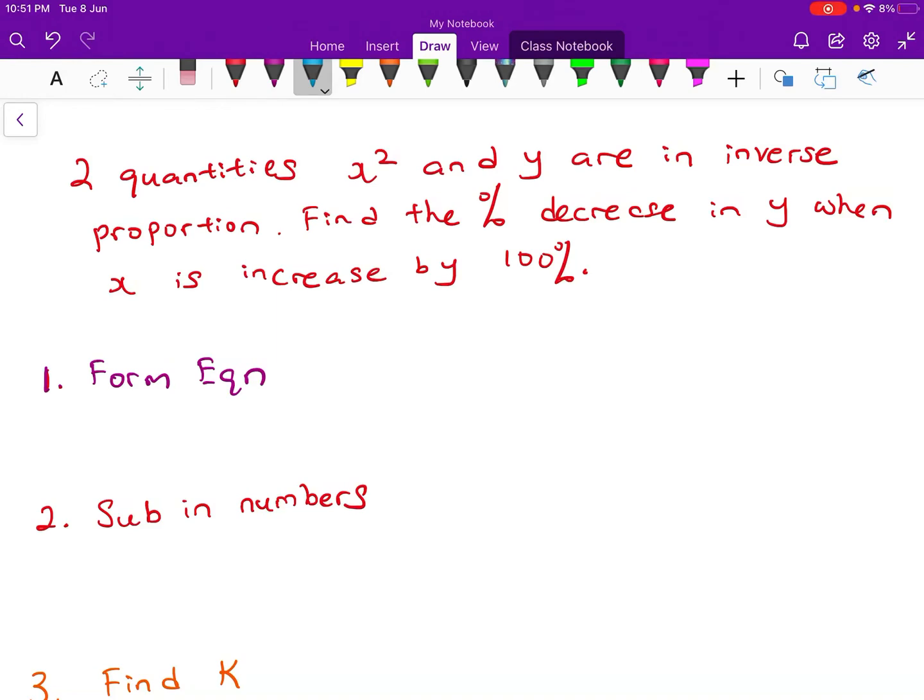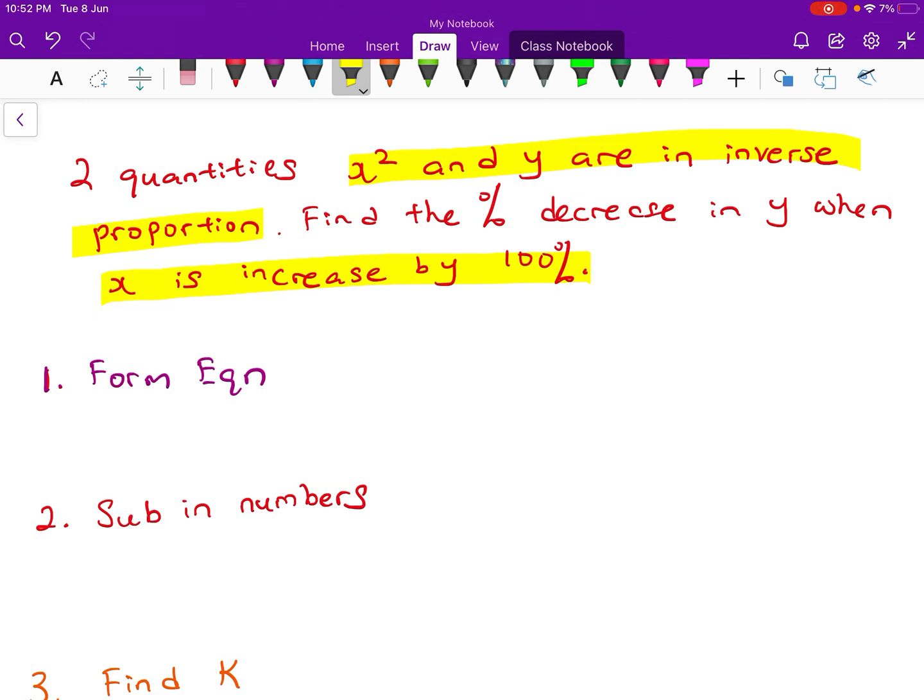Right, so the second question will be inverse proportion, but the key thing is also the same as your question number one. Okay, so both questions involve percentage change. Right, so two quantities x squared and y are in inverse proportion. Okay, so the first sentence is very important. Find the percentage decrease in y when x is increased by 100%.